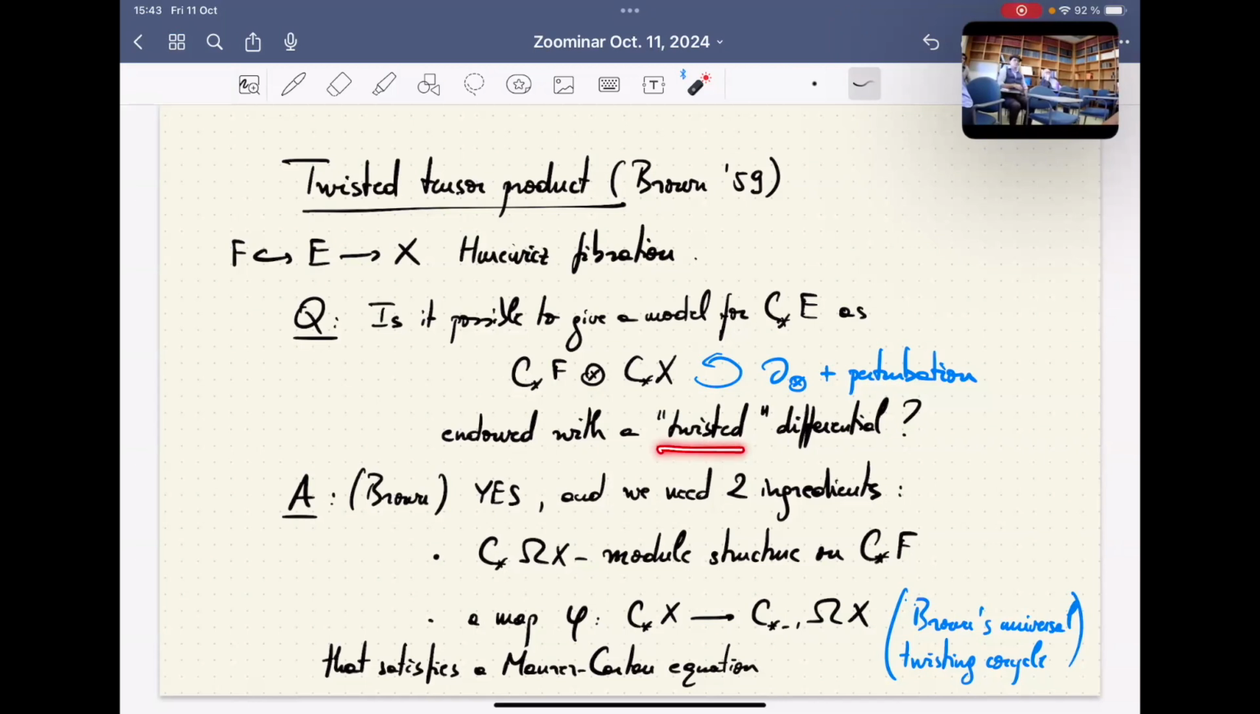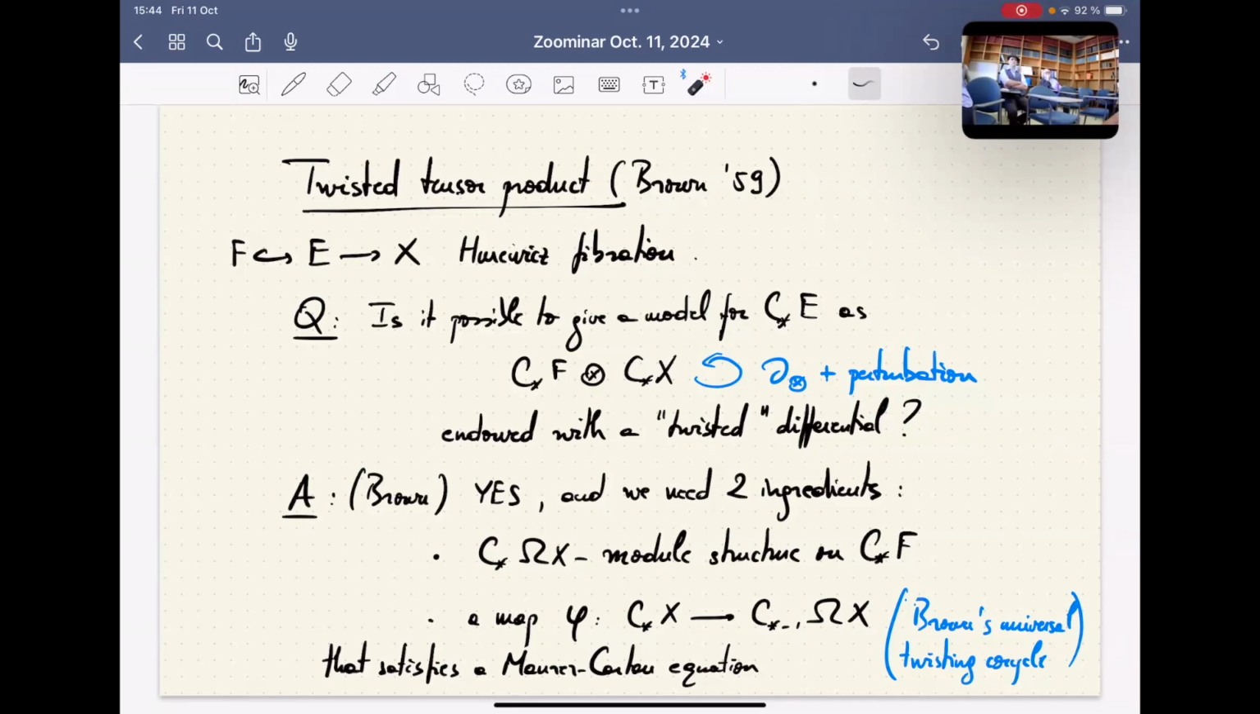a twisted differential? So what does twisted mean? It means that I look at the tensor differential and then I perturb it. And this perturbing of the tensor differential is an algebraic manifestation of the fact that the fibration is locally trivial.